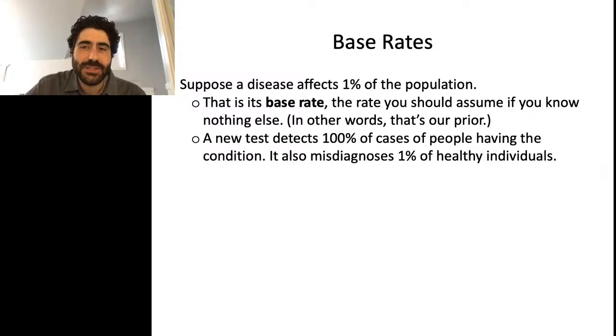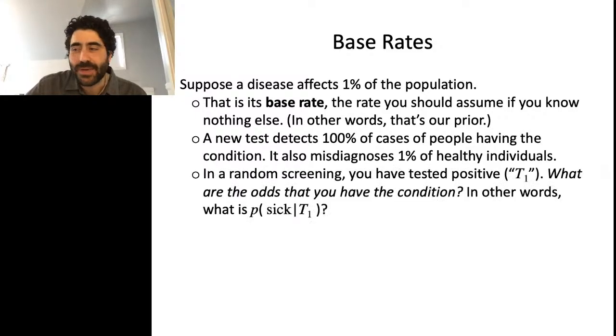Okay, so let's say you take the test and you get a positive outcome, right? The test tells you that it thinks that you're sick. And so the question is, what is the probability that you are actually sick given this test? It could be that you're one of these healthy people that has a false positive, right? We're not sure. So what we'd like to do is compute this: given this test result, what's the probability that you actually have the disease?